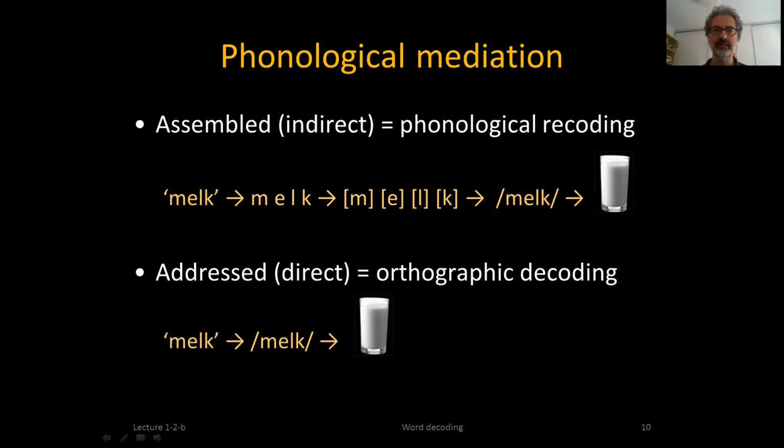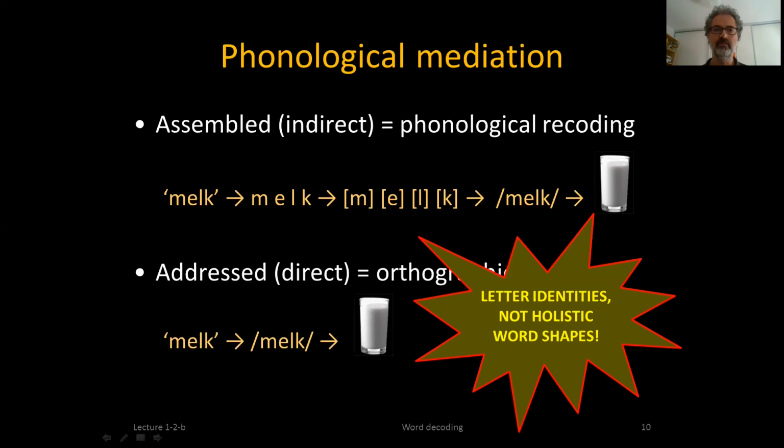Now, when I say directly, I don't mean you don't have to recognize the letters. You definitely have to recognize the letters. The direct route is not about word shapes. You may see sometimes talk about word shapes, but reading research has conclusively demonstrated that you do not recognize words by their shape. Readers recognize words by recognizing the letters that are in the word. So you have to go through letter identities. The difference is that this whole sequence is known and directly connected to the word's phonological form.